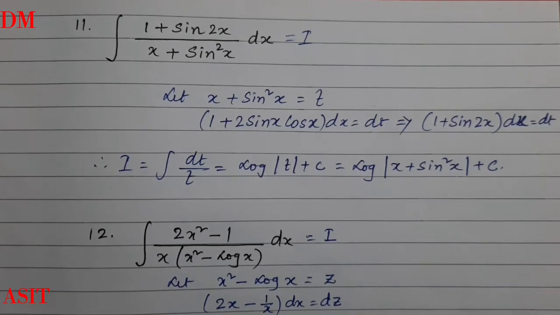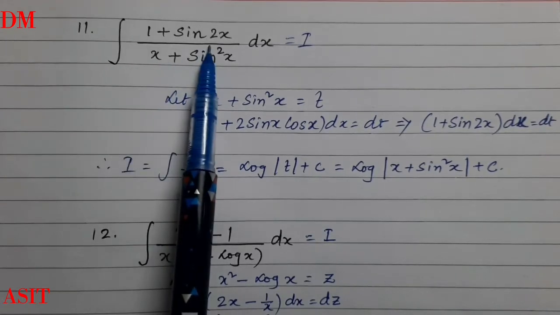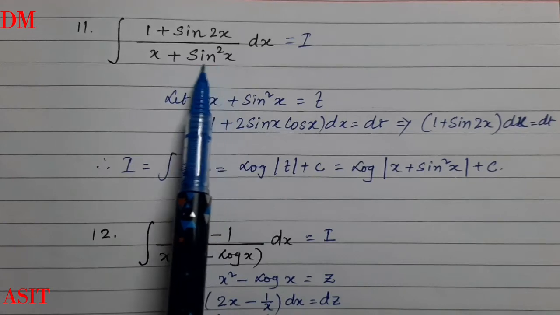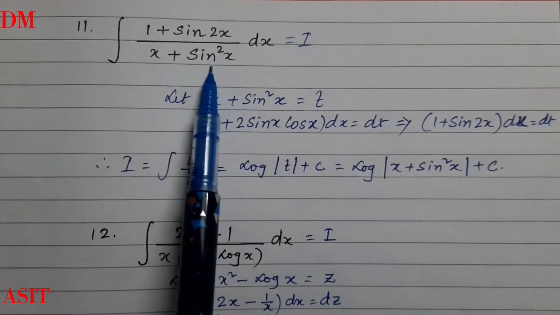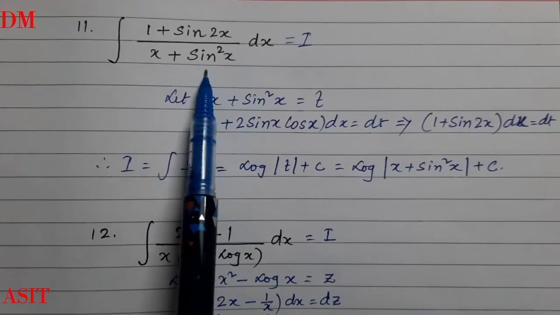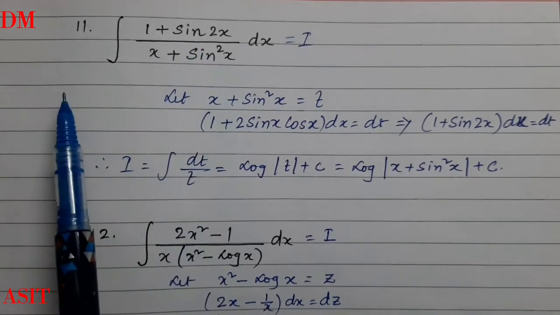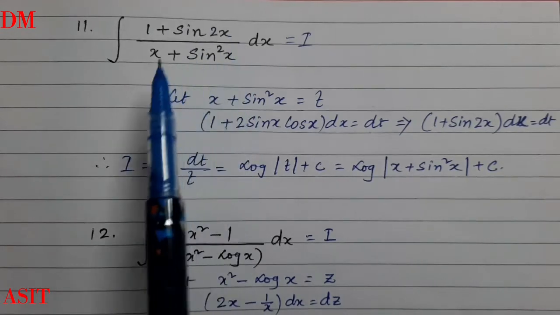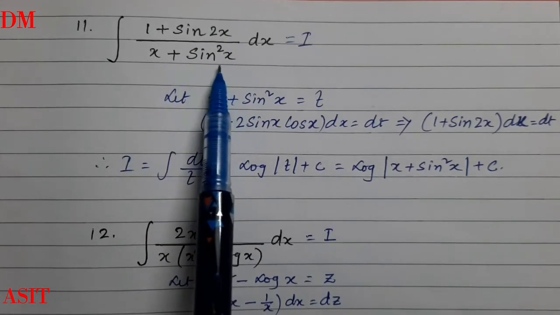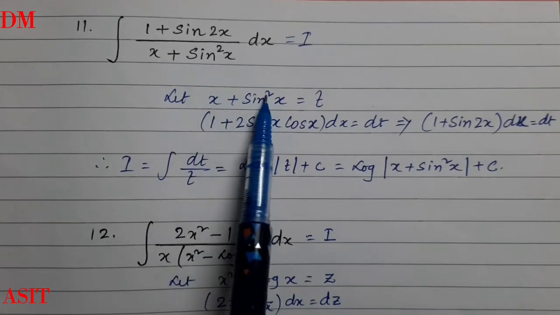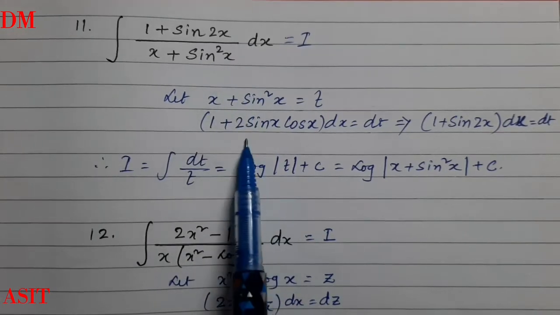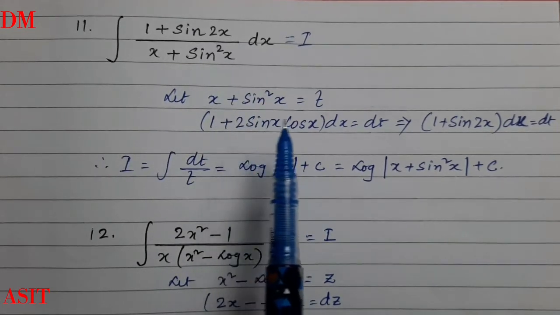Okay, so let us see question number 11. Question number 11 is 1 plus sine 2x divided by x plus sine square x. You have to know that sine square x's differentiation is sine 2x. You just memorize this kind of formulas. This is very simple. Sine square x differentiation is 2 sine x, then sine x's differentiation is cos x, so 2 sine x cos x. Therefore it will become sine 2x.